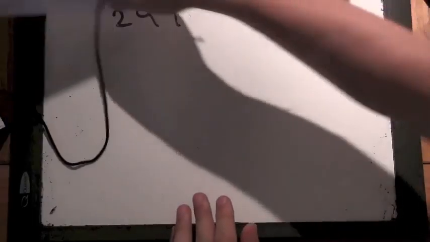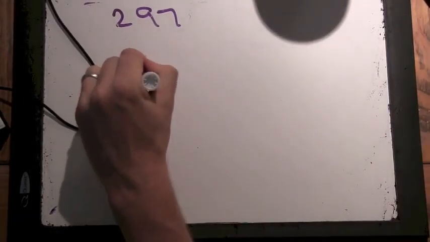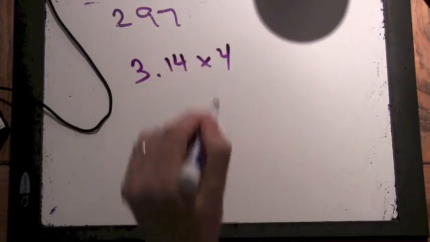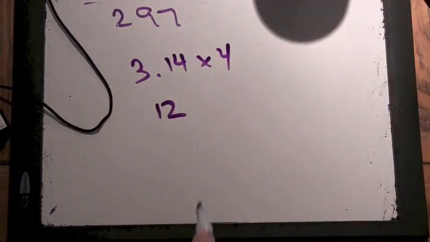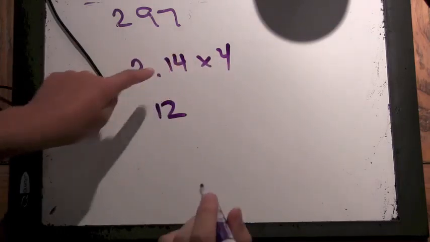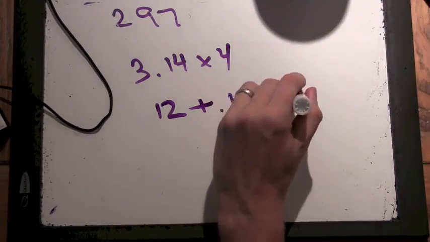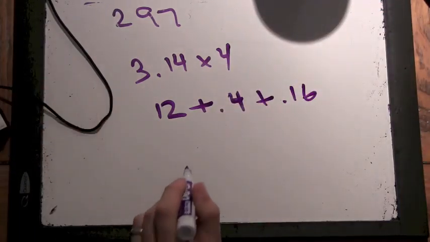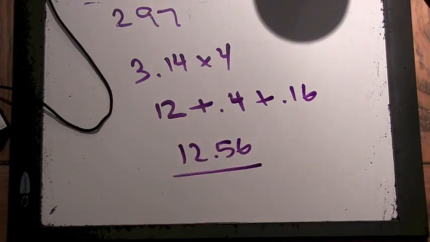Then you have 0.1415. Well, let's just go 3.14. There's 4. Then you get 12, and then 0.4, plus 0.16. So 12.56. Okay, is that a better approximation than 12? Yeah.